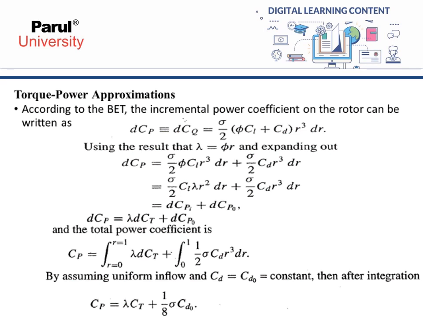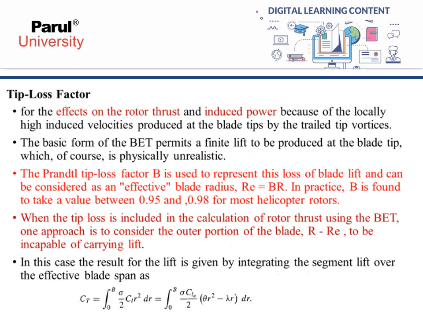Sigma by 2 Cl lambda r square into dr plus sigma by 2 Cd r cubed into dr, dCpi and dCp naught. dCp is equal to dCpi plus dCp naught. dCpi is equal to lambda dCt, and the total power coefficient Cp is equal to integration 0 to 1 lambda dCt plus integration 0 to 1 sigma by 2 Cd r cubed into dr. By assuming uniform inflow and Cd equal to Cd naught equal to constant, then after integration Cp is equal to lambda Ct plus 1 upon 8 sigma Cd naught.